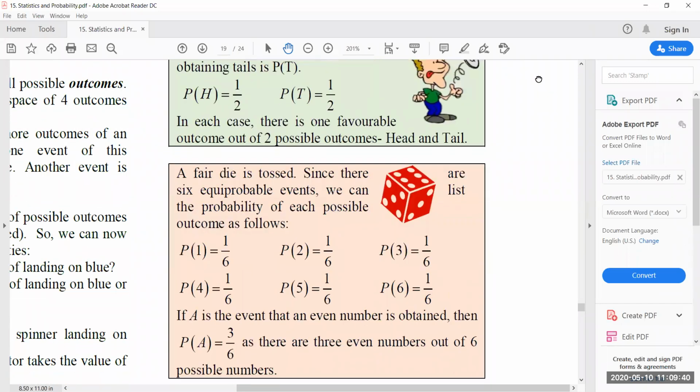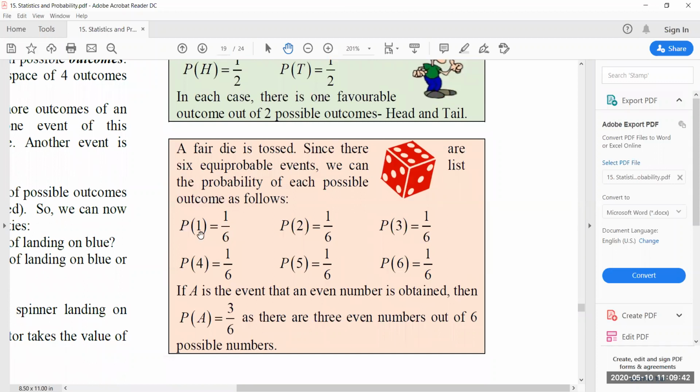Now, let's say a die is tossed. What is the probability of obtaining a 1? 1 out of 6 chances. The probability of obtaining a 2, 1 out of 6 chances. The probability of obtaining a 3, it's 1 out of 6 chances. All of these are 1 out of 6 chances.